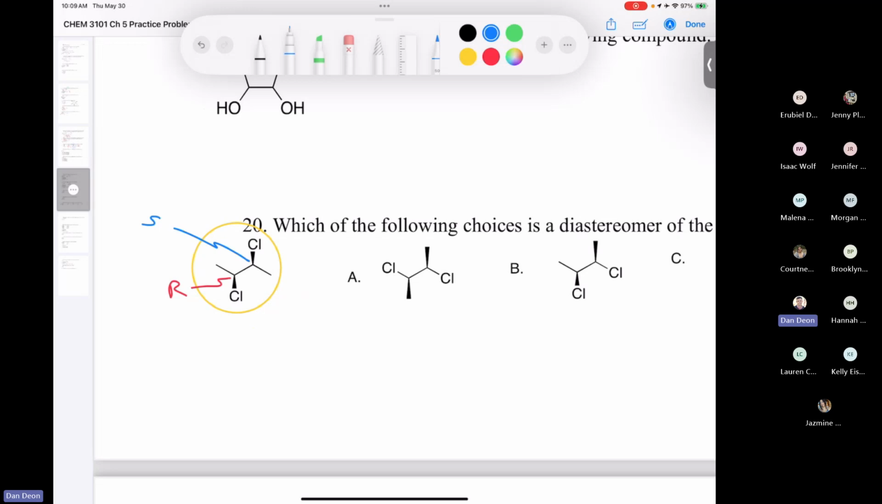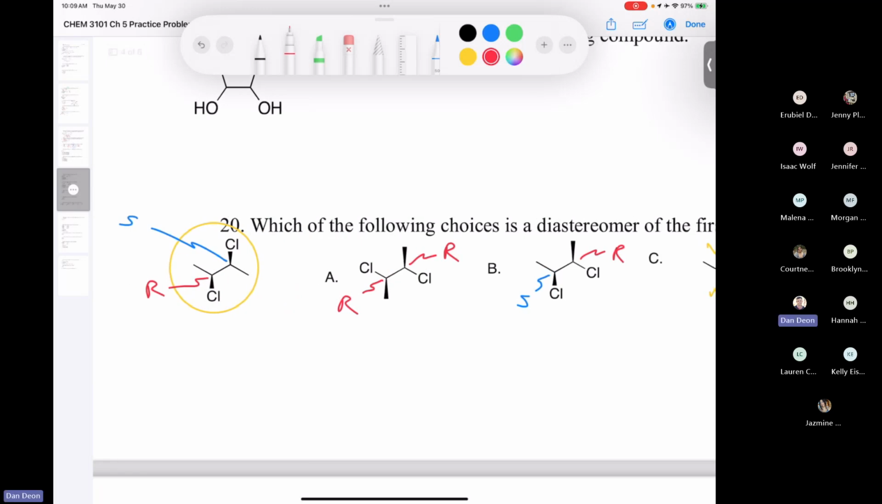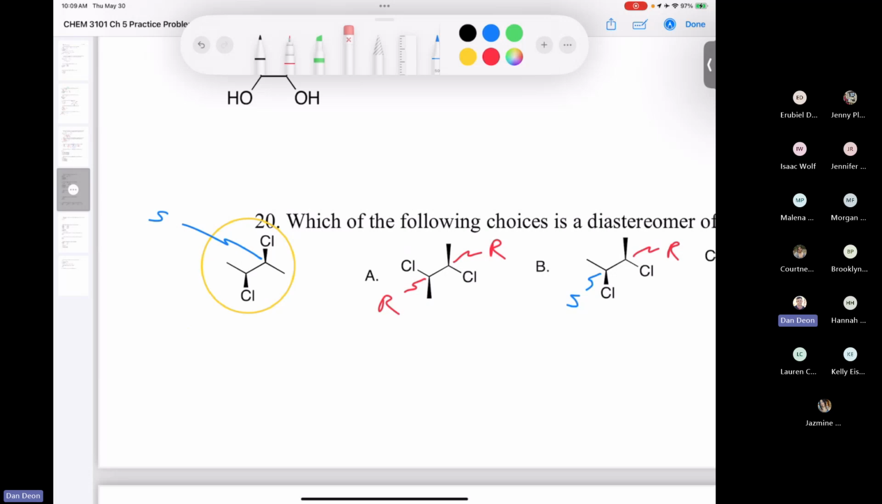The next one, and I'm going to go kind of quickly here, this one is R, and this one is also R. This one here is S, and this one here is R. So obviously that's not the right answer. S and R. Did I make a mistake on the first one? Let me double check this one here. So 1, 2, 3. 1, 2, 3. That's S. I made a mistake on the first one.